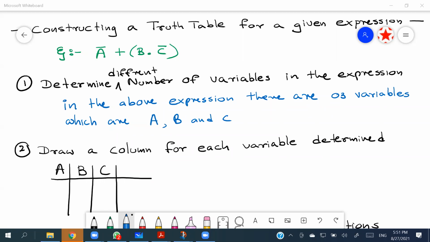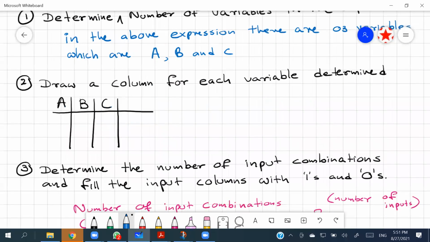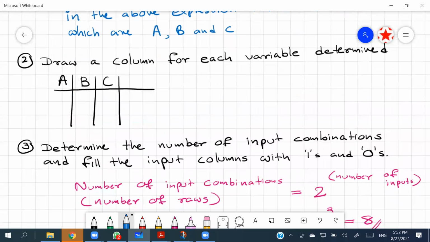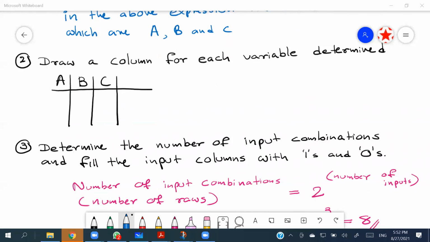Right? So once we determine the number of variables, we are going to construct the truth table. The second step goes to the determined variables. For each and every variable that we have determined in the previous section, we have to draw a column. So for A, we draw a column. For B, we draw a column. For C, we have a separate column.